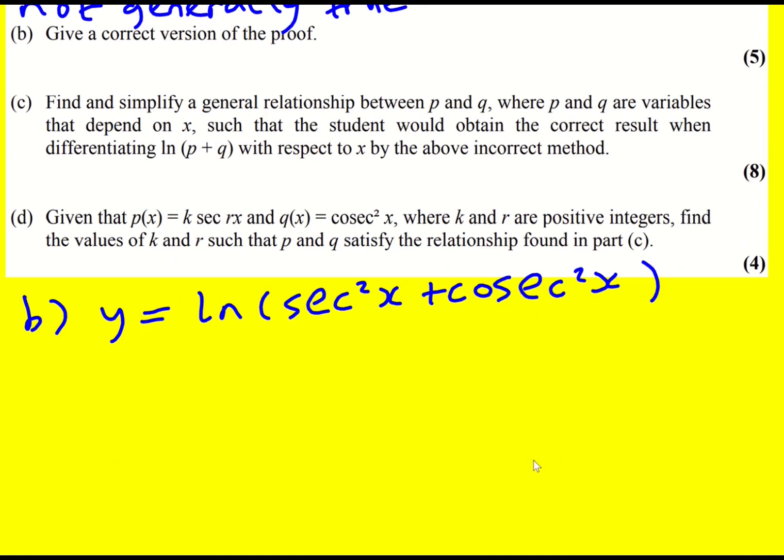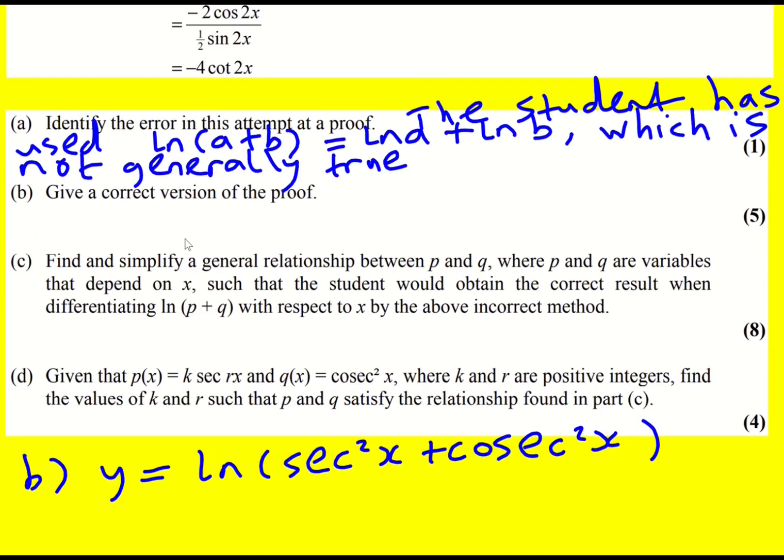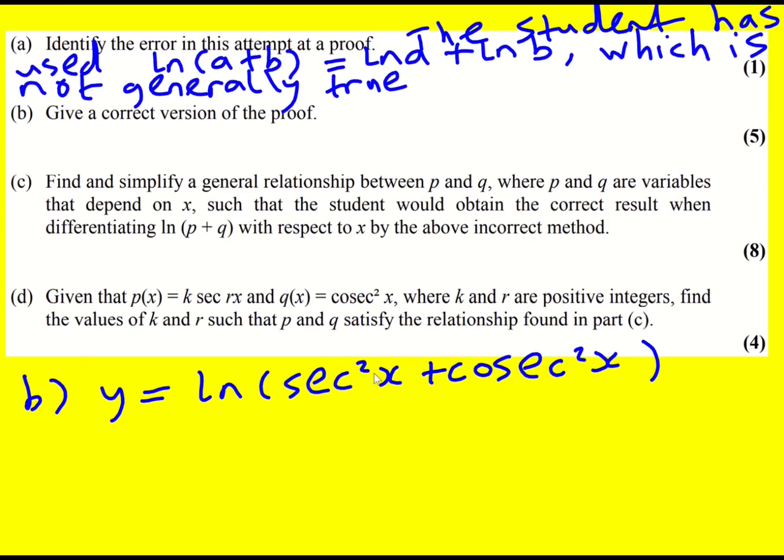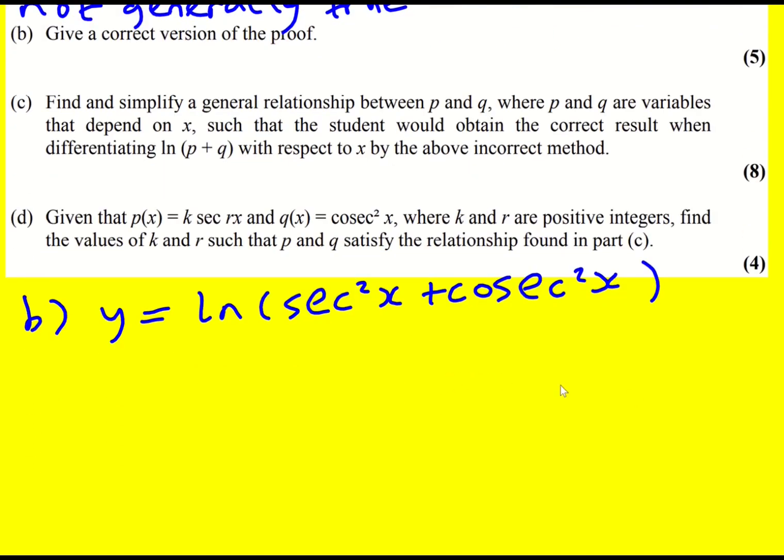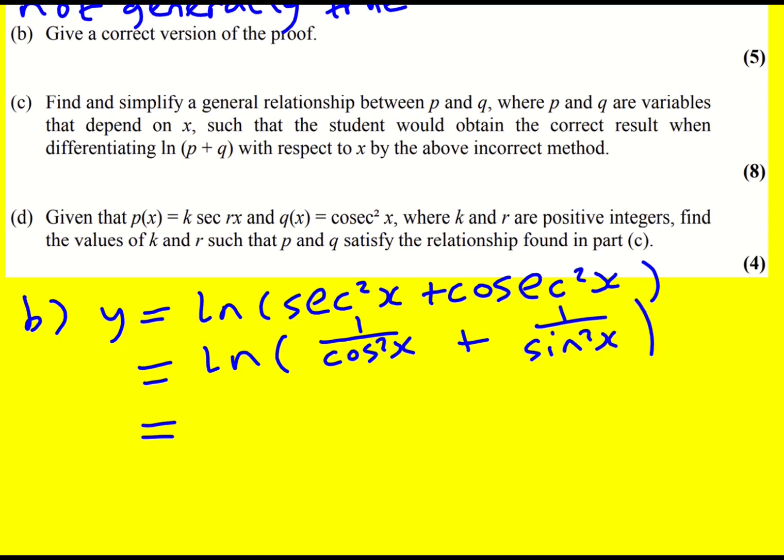It must cancel down, but it's very hard to see how. So actually, the little trick to this is going to speed things up. If you want to try and do it that way and you get there, fair play. But there's a little easier route, and it is actually to write it in terms of more typical trig functions. So 1 over cos squared x plus 1 over sine squared x, and then add these together.